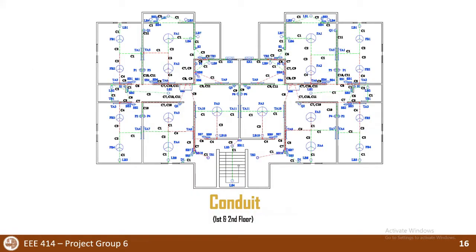This is the conduit diagram. We can see C6 wire is used for a switchboard. Two switchboards need C7 and P&Q requires C9 and C11 for higher current rating.